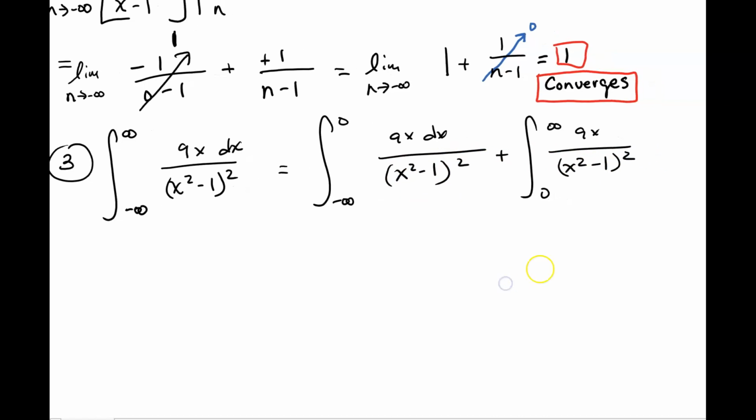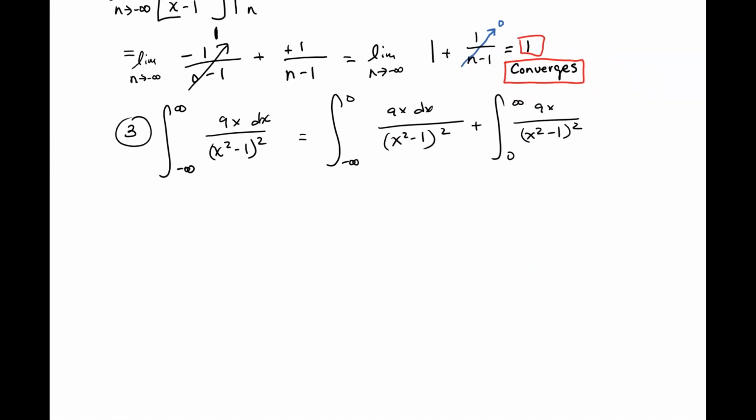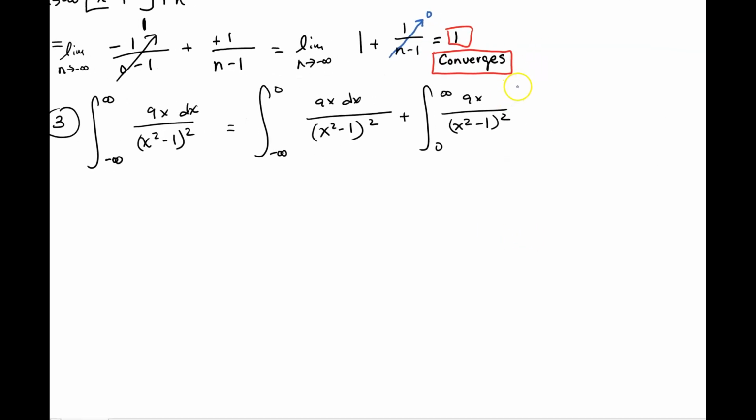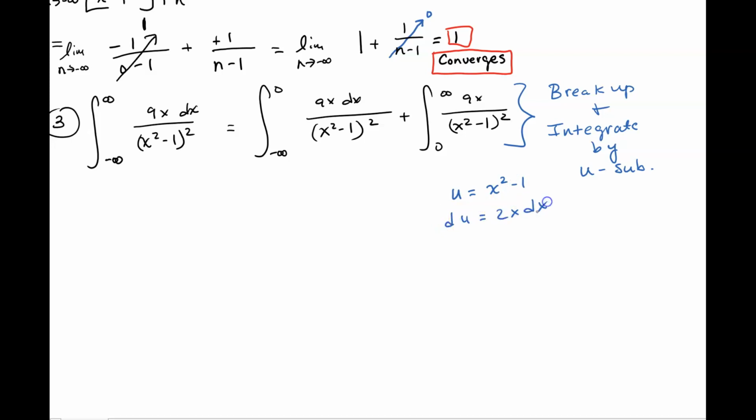Now let me scoot this over and tell you how we're going to integrate this. What we did here was we broke it up, so I'm going to write break up. And then we're going to integrate by U substitution, U sub for short. So let's take a look at what that might look like. We're going to say U equals x squared minus 1. So what does du equal? 2x dx.